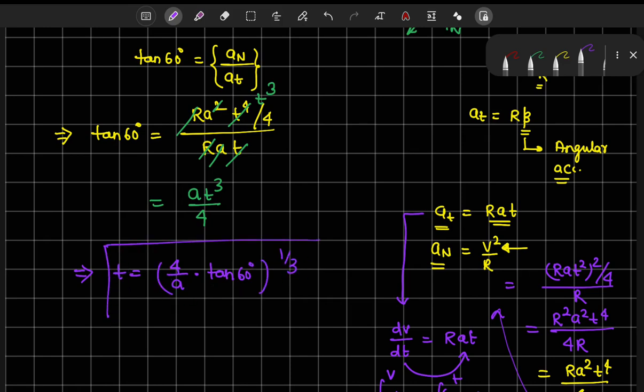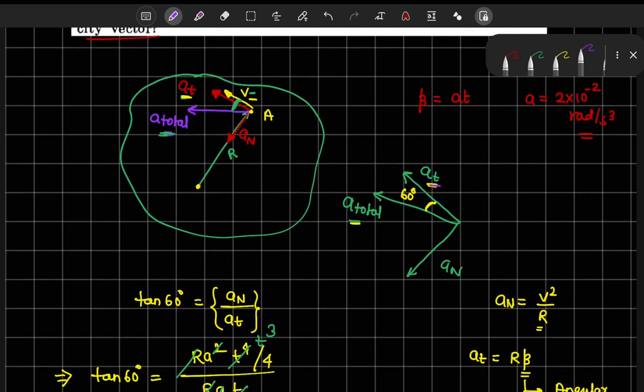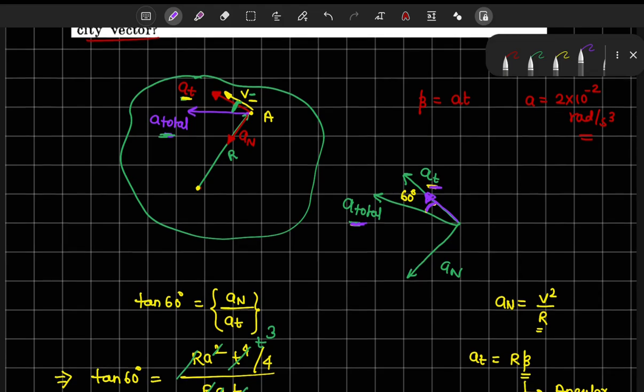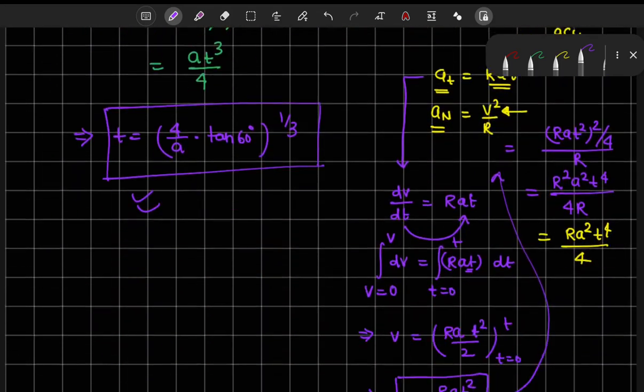So this is the time instant we got at which the tangential acceleration is making an angle of 60 degrees with the resultant acceleration vector, or we can also say that this is the angle between the velocity vector and the total acceleration vector. I hope the entire procedure is clear. Thank you.